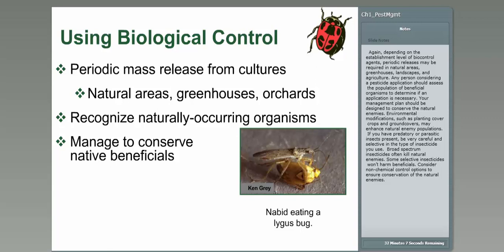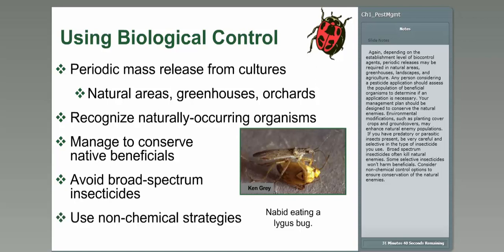Environmental modifications, such as planting cover crops and ground covers, may enhance natural enemy populations. If you have predatory or parasitic insects present, be very careful and selective in the type of insecticide you use. Broad-spectrum insecticides often kill natural enemies. Some selective insecticides won't harm beneficials. Consider non-chemical control options to ensure conservation of the natural enemies.